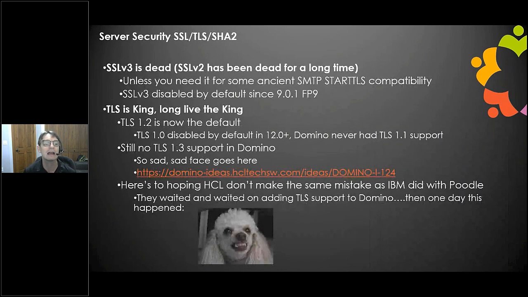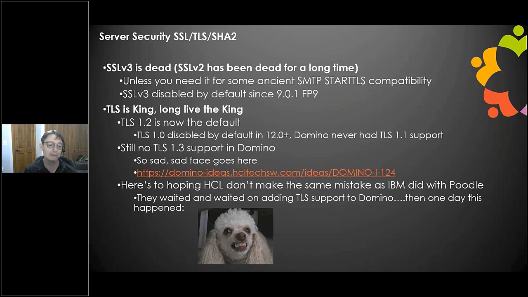Okay, so let's start talking about server security. It really all starts with SSL, TLS, SHA-2, et cetera, right? SSL 2 has been dead for decades. SSL 3 has been dead for quite a while now, probably around 2015 is when it was eventually killed off, thanks to Poodle. You don't need SSL version 3 unless you have an old rickety copier that can't do normal TLS. At that point, honestly, I would just turn off the copier's TLS and just do straight SMTP. But yeah, you've got choices.